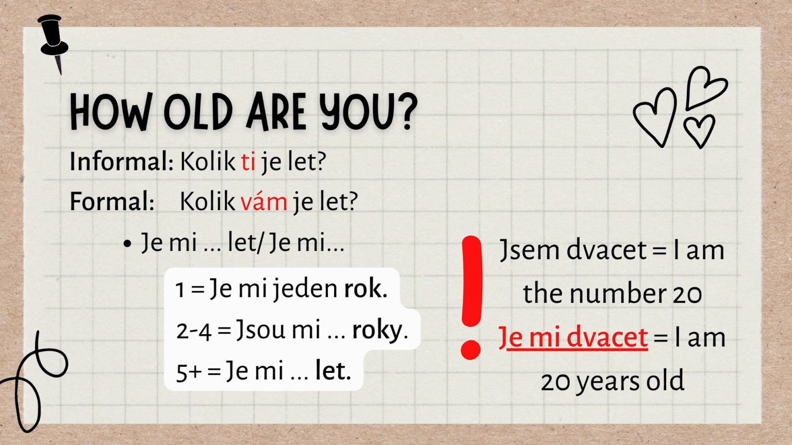Attention, don't make the mistake and say, for example, jsem 20. That translates to English as I'm 20. No, that means an entire different thing in Czech. You are saying I am the number 20. And not everyone will understand that you are trying to tell them their age. So, no jsem 20. Only je mi 20.